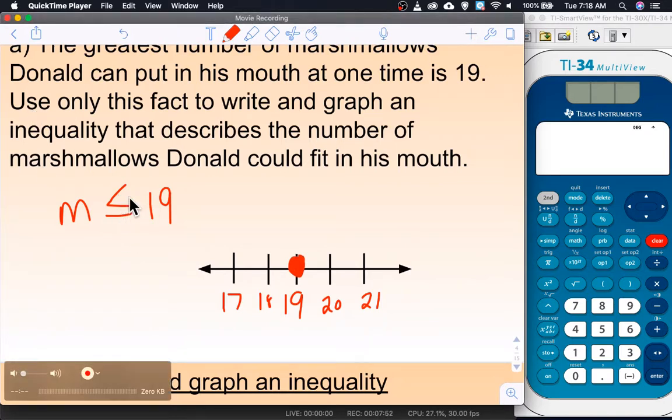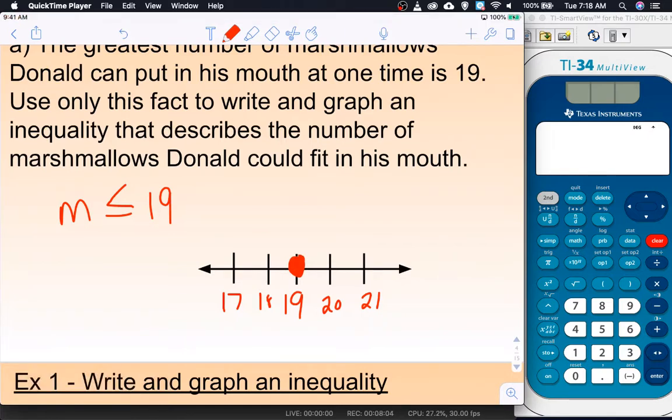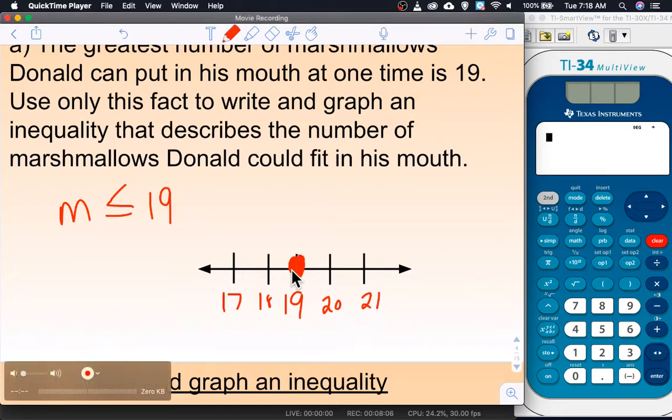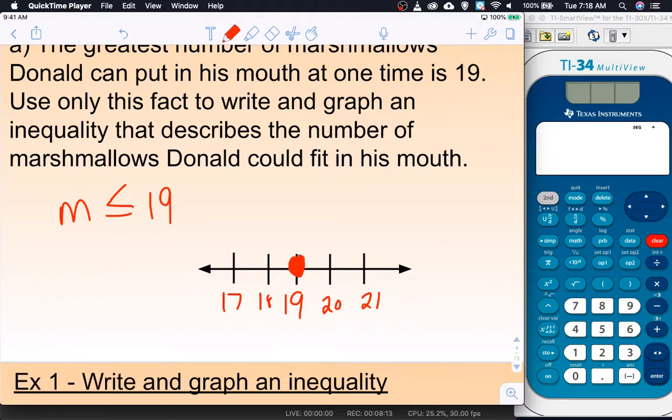Now, we want to show the answers that are less than 19, which would be everything over here, like 17. He could have 17 marshmallows in his mouth. It's just less than 19. So anything in this direction, we need to show that it's shaded as well. It's part of the solution as well. So what we do is we just shade in our number line. You can do the ugly method like this. That's what most people do.